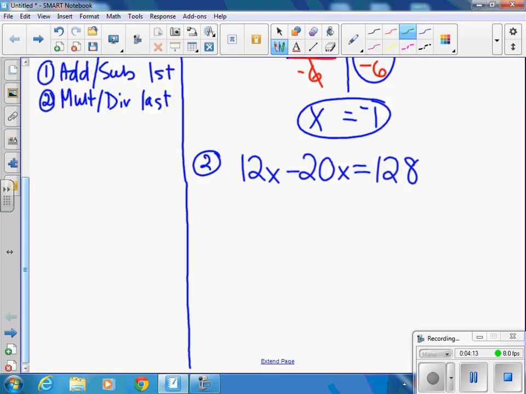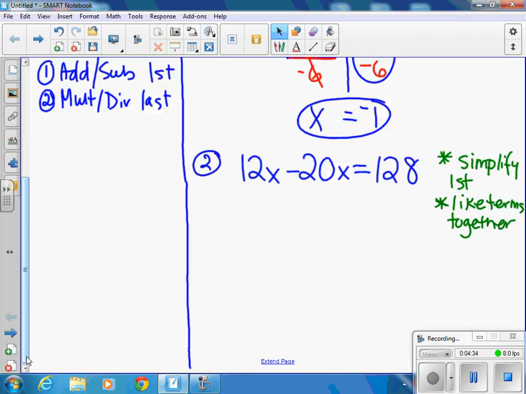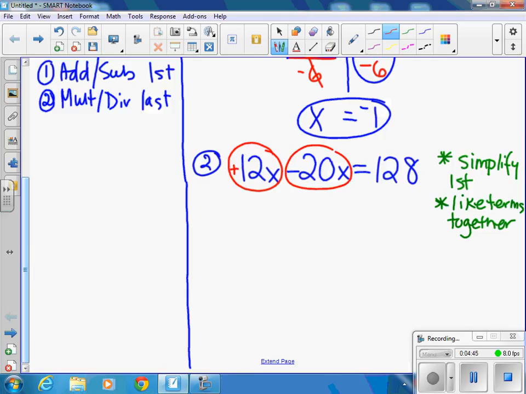Nothing different. I just have to get all my like terms together. Simplify first, or think about like terms together. Again, we've already done this. We already talked about combining like terms, but I need all the x's to be together. Okay, so that means I'm going to circle my 12x. If you want to, there's a positive in front, right? Positive 12x. And I'm also going to circle my negative 20x.